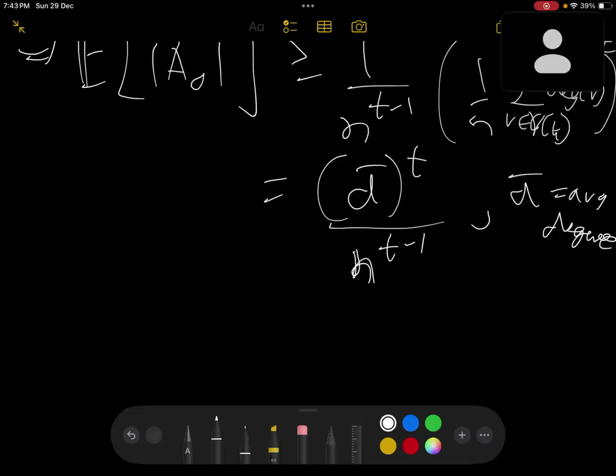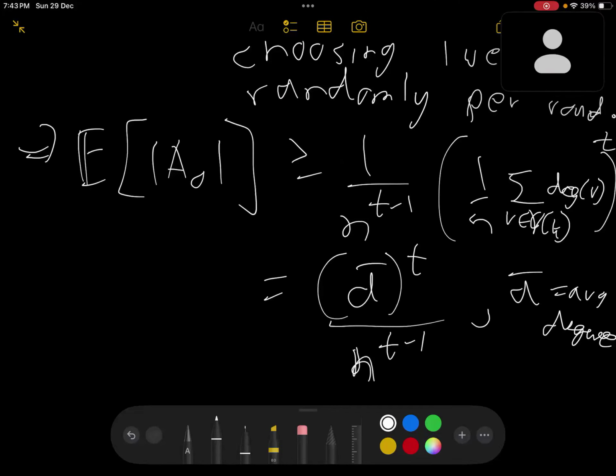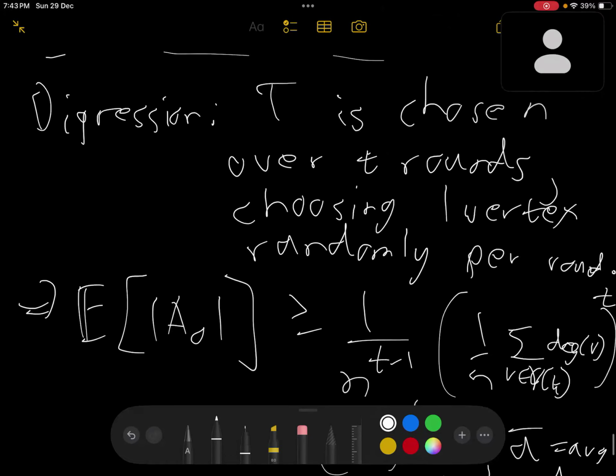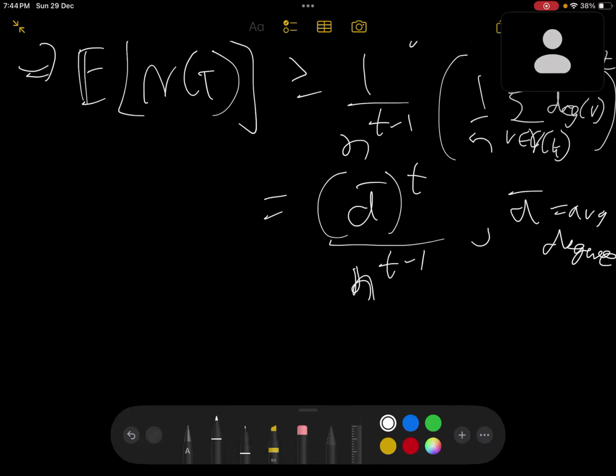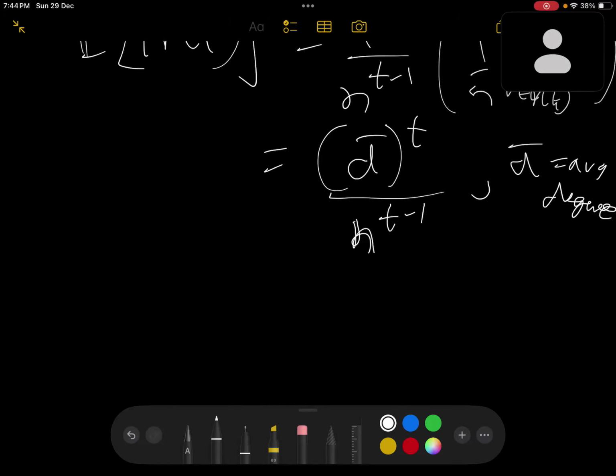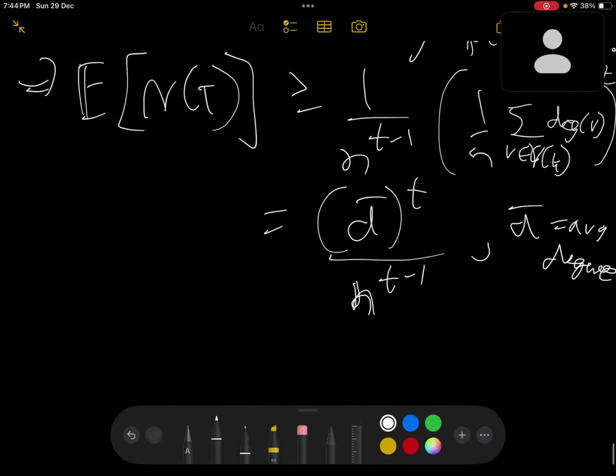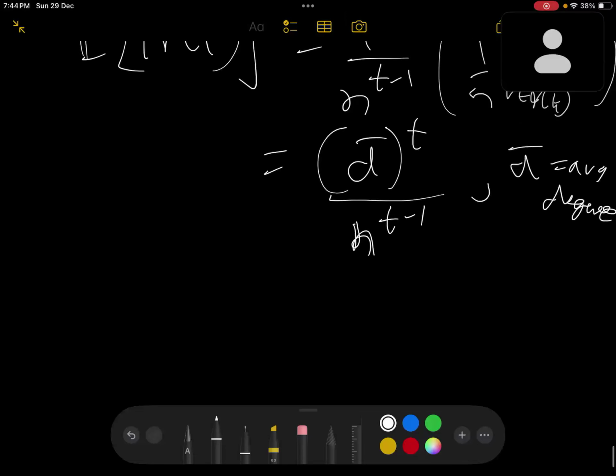So what we have got is the expected size of A naught. Okay, maybe I should not use this as A naught. I'll just write it as NT for now. A naught is actually not this quantity exactly. So we are saying the expected size of NT is at least d bar raised to t over n raised to t minus 1. And again, if we have chosen T in this way, what we want is that every R size subset of NT has at least A plus B common neighbors.